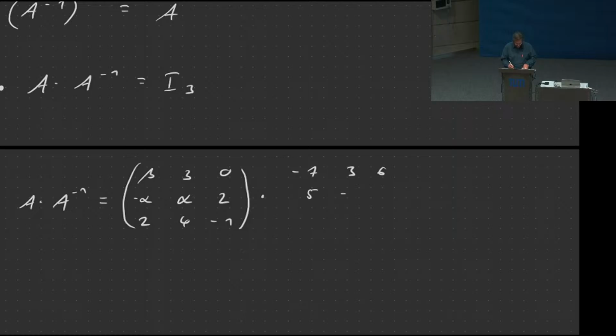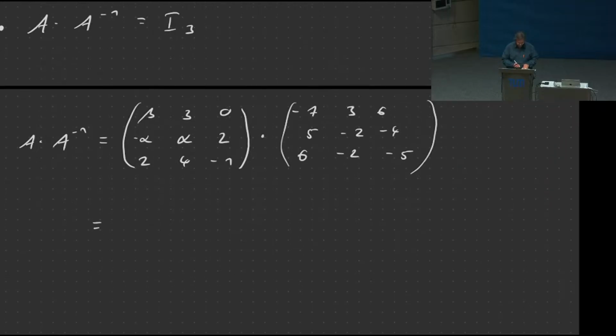A times A to the -1. Again, A is beta, 3, 0, minus alpha, alpha, 2, and 2, 4, -1, times, and A to the minus 1 is minus 7, 3, 6, 5, minus 2, minus 4, 6, minus 2, minus 5.